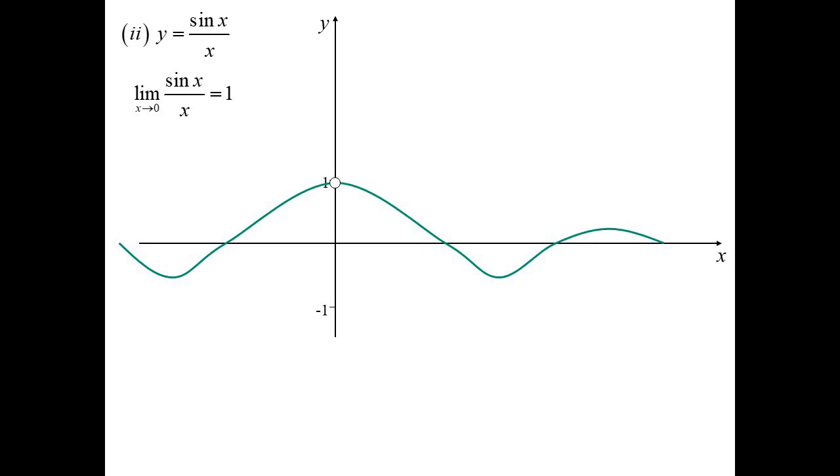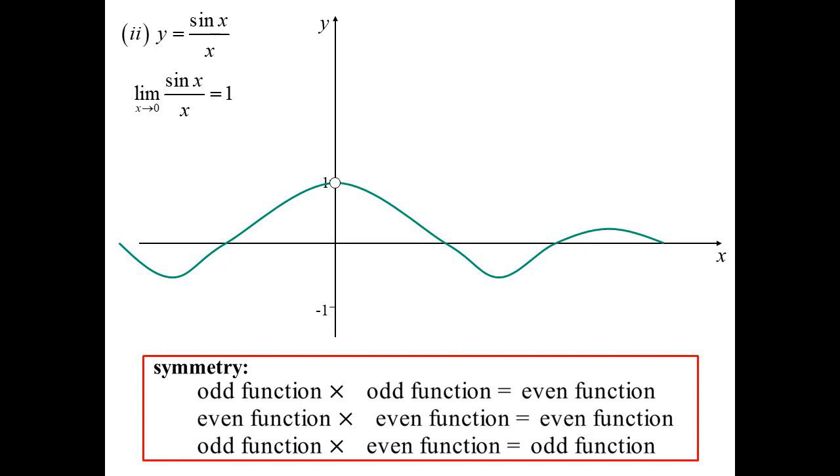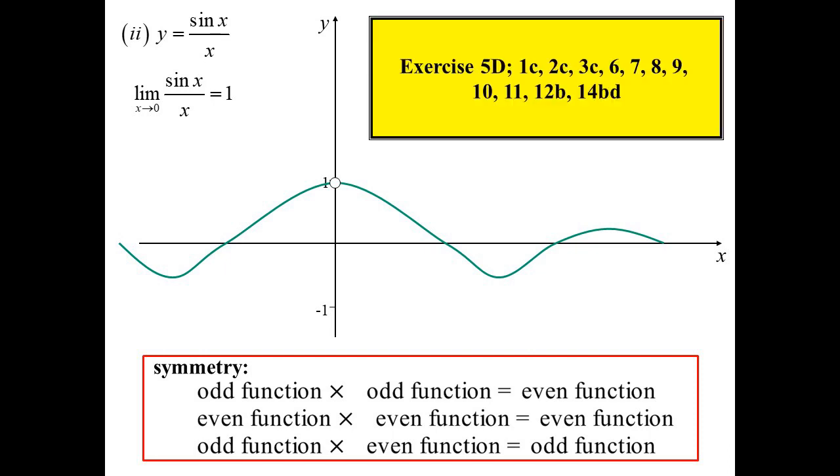Bingo. So keep that in mind with multiplying or dividing, because essentially it's the same thing. Odd times odd is even, even times even is even, odd times even is odd. Basically, the same type of function multiplied together gives you an even function. Different types of functions multiplied together give you an odd function. There we go, so just a handful of graphs to have a go at there.